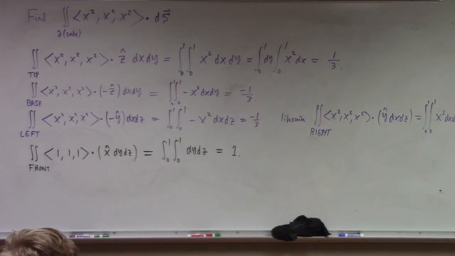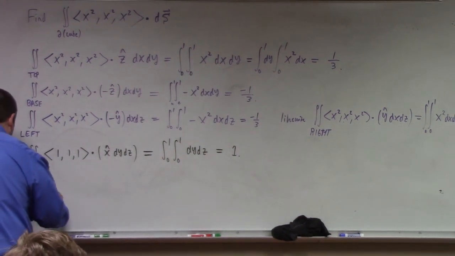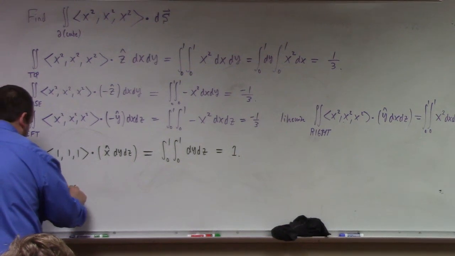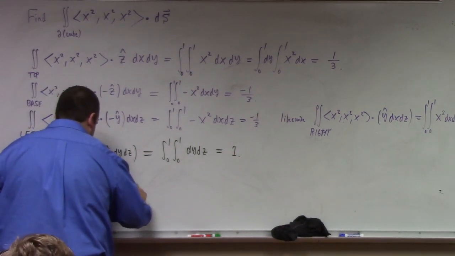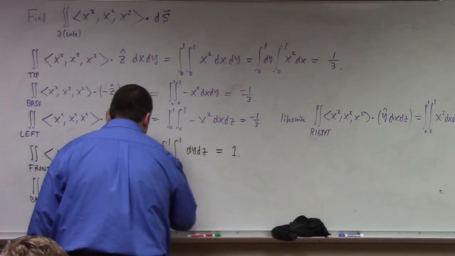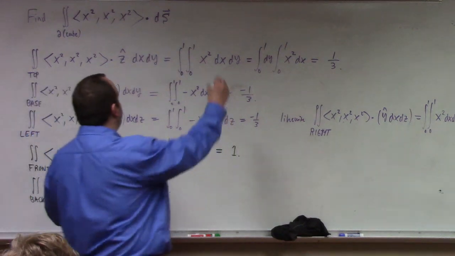All right, and finally, what's the integral on the back face? Yeah, 0, 0, 0. You got it. Minus x hat dy dz. So that works out to 0. So the net flux through the cube is the sum of these 6 fluxes, and that apparently is nothing more than 1.